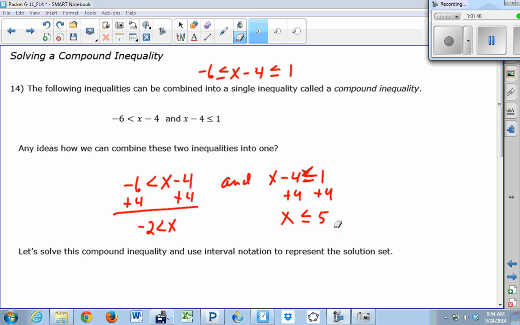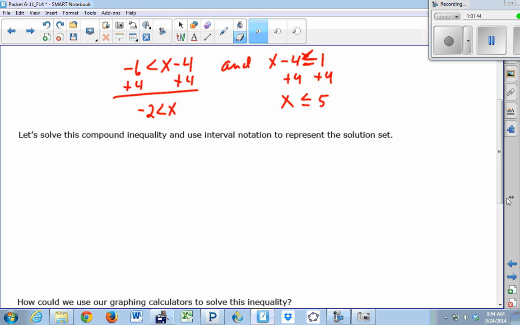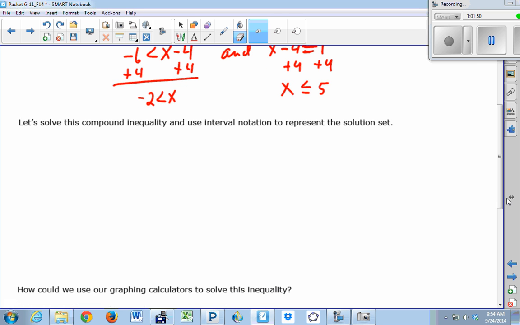So that represents two different solution sets. So let's use interval notation to represent this. X is greater than negative 2. So that means we have a parenthesis with negative 2, comma, infinity. Here this says x is less than or equal to 5. So that means that 5 is our biggest number in this solution set, going to negative infinity.